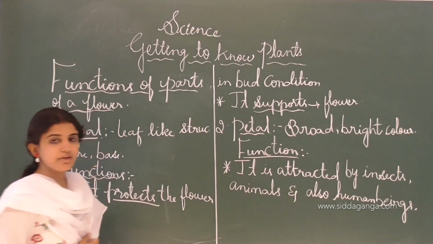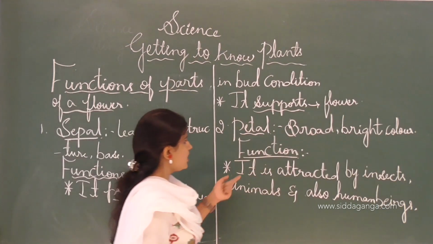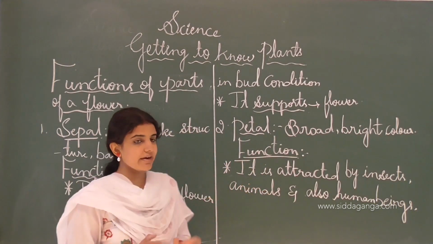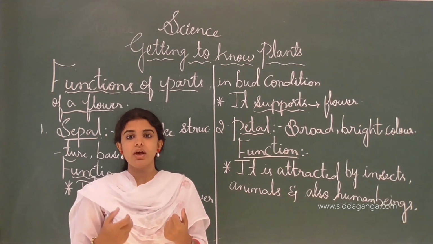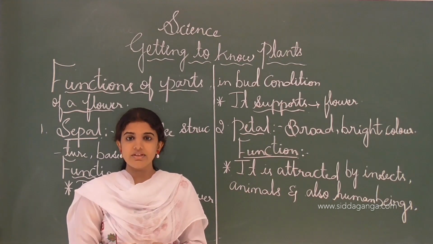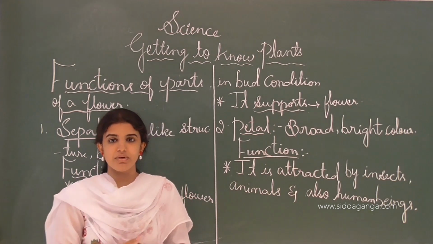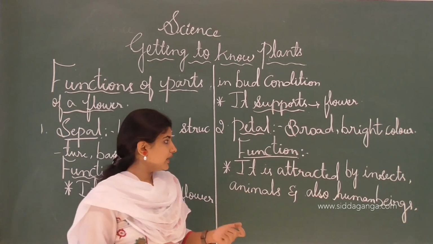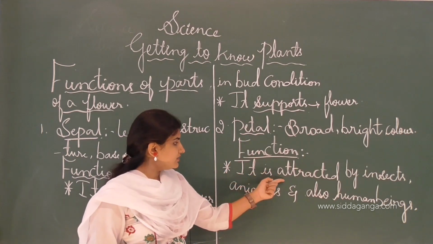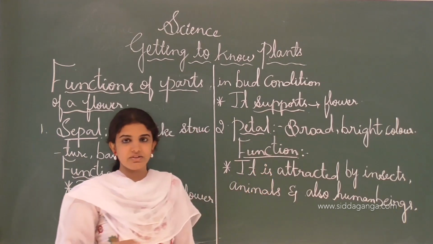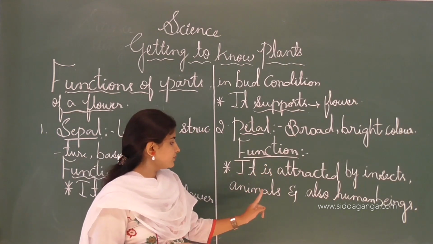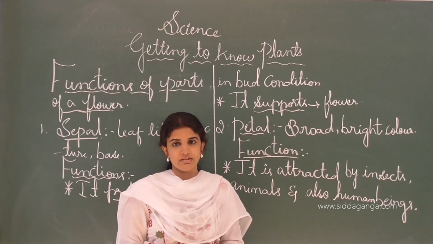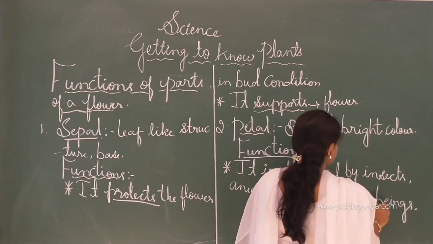Petals are broad in shape and bright in color. The first function of the petals is that they attract insects. In the very first chapter, as I told, insects suck the nectar. An example is the honeybee, and there are many more examples. The honeybee sucks the nectar from the flower, and petals attract the insect to visit each flower and suck its nectar. Not only insects, animals are also attracted by the flower, and also human beings. This is all about the functions of the petals.